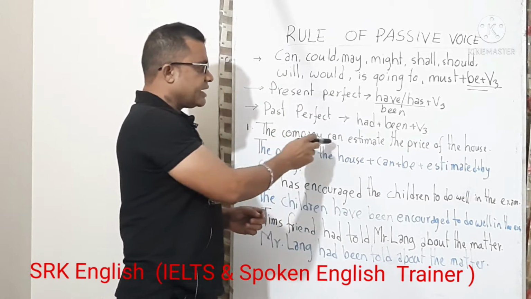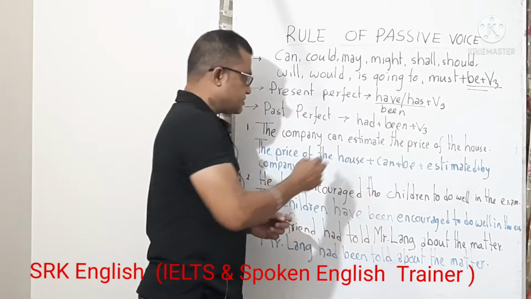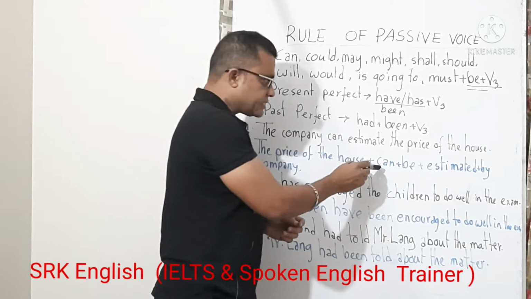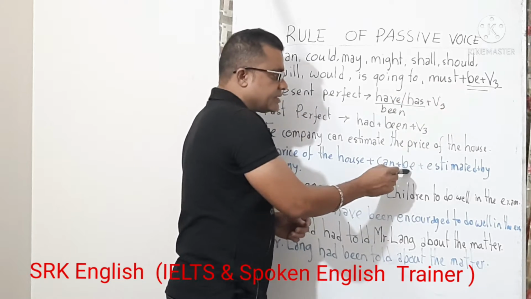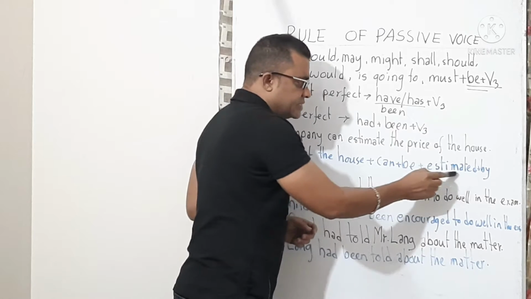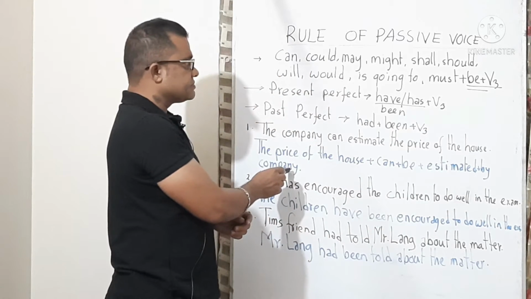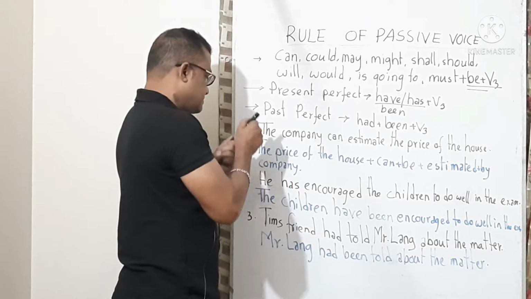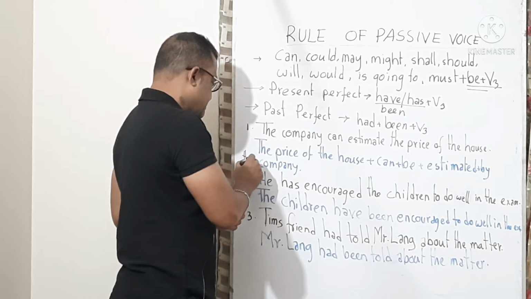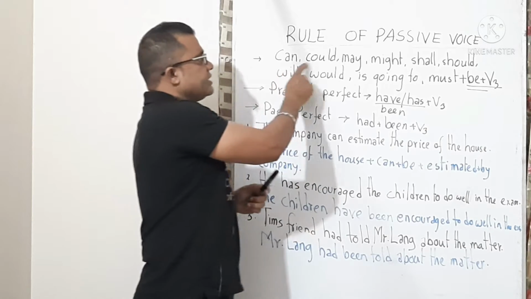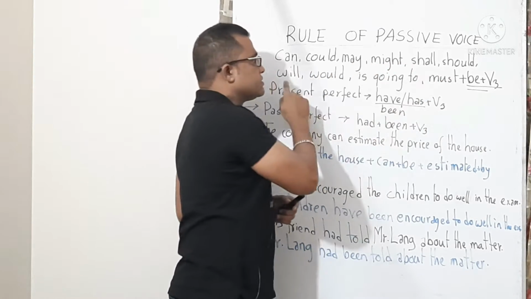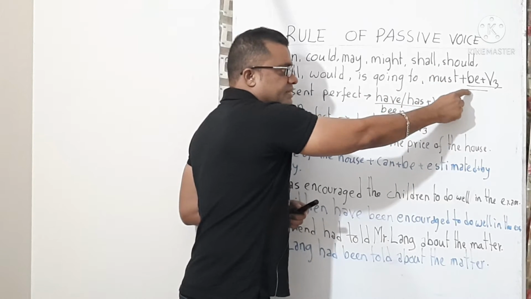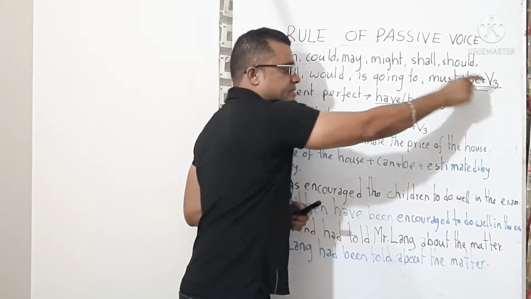The company can estimate the price of the house. The price of the house, there is can, there is be, there is V3, estimated by the company. So, can, could, may, might, shall, should, will, would, is going to, must, then we have to use be and the main verb will be V3.